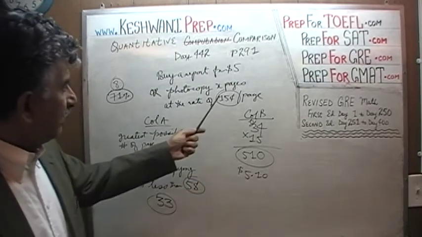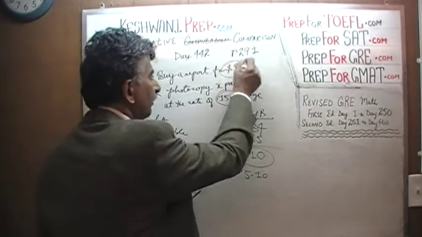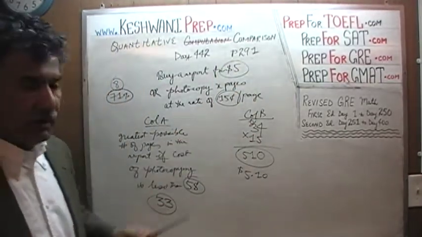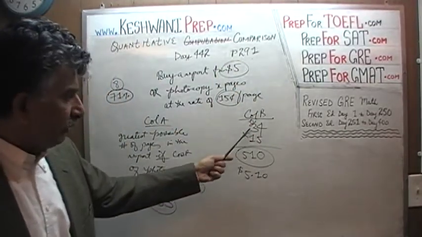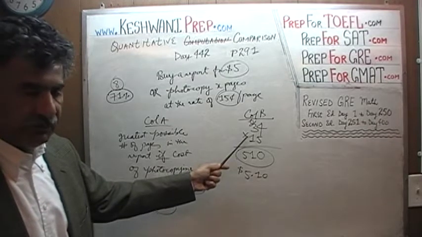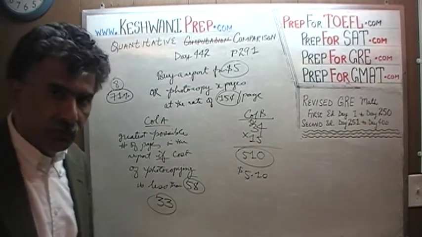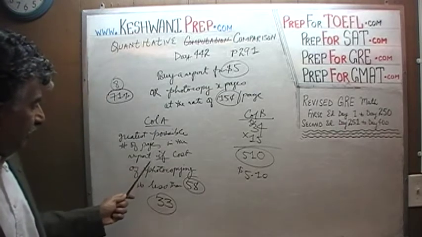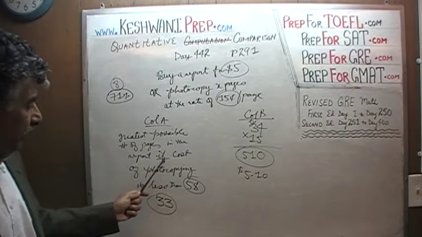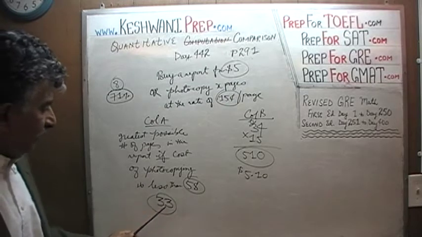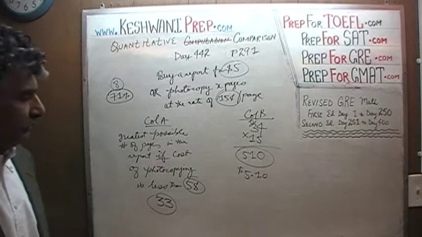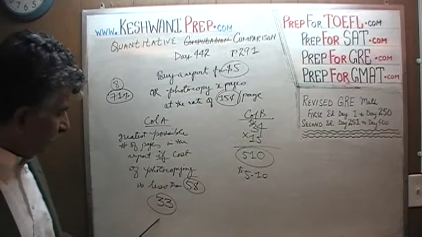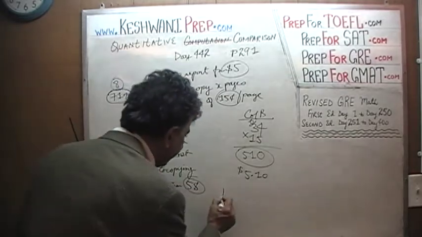Because if we did have 34 pages, it would be cheaper to just buy the thing for $5. If you insist on photocopying all 34 pages, you're going to end up spending 10 cents more. So the greatest possible number of pages in the report, if the cost of photocopying is less than $5, is 33 versus 34. The answer is D.